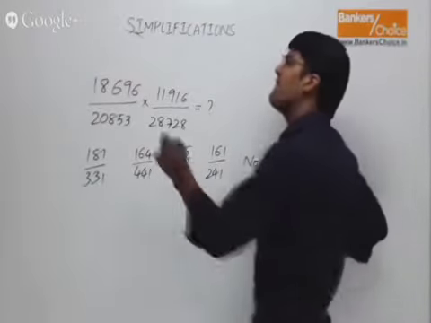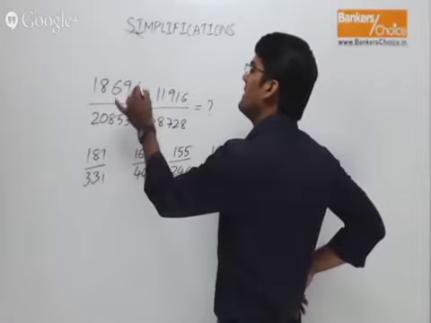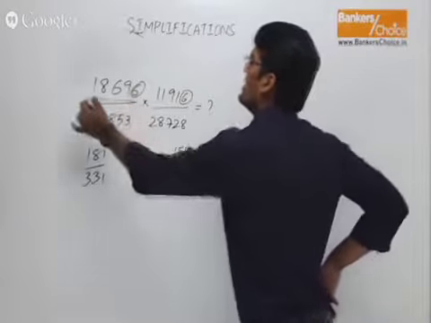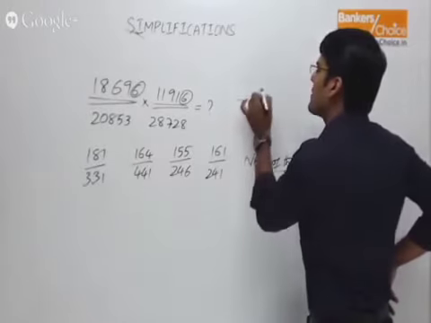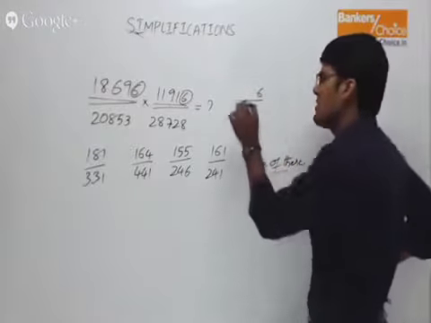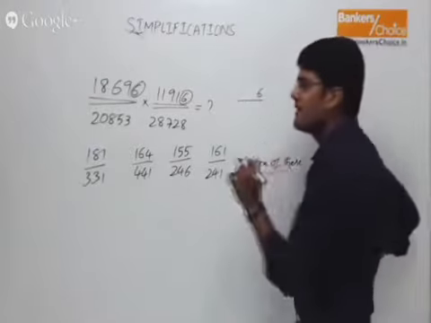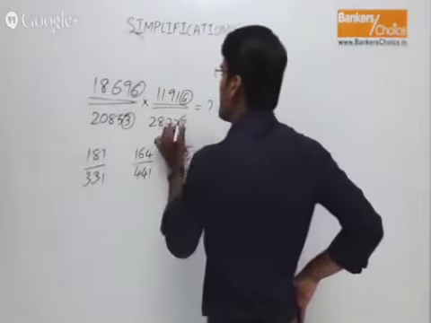Just think of it. First, simplify the numerator. 6 into 6. One number ends in 6, the other number ends in 6. Their product will end with 6. Yes or no? So we'll get some 8-digit, 9-digit number ending in 6. Look at the denominators. One number ends in 3, the other number ends in 8.